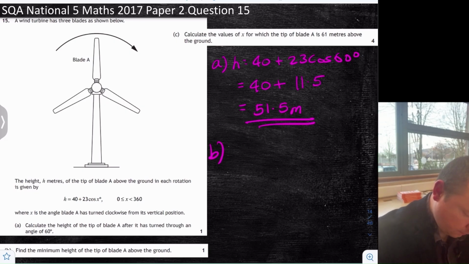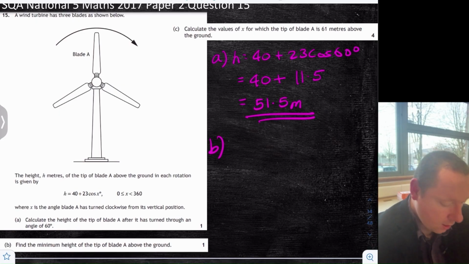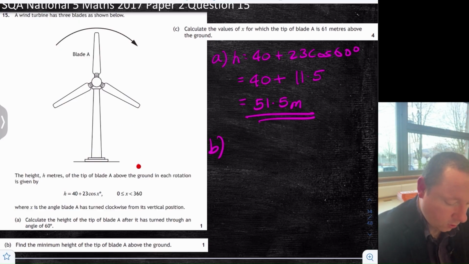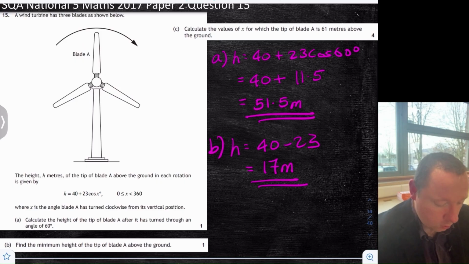Part B says the minimum height of the tip of the blade A above the ground. Now this is a little bit tricky to think about, but we've got the equation here. 40 plus 23 cos x. Now if you think of a cos graph or anything else, you'll realise that the minimum the cos goes down to is -1. So it's really just asking you to realise that, and you've got h would then be 40 plus 23 times -1, so minus 23, which is equal to 17 metres. Now if you're going to do part A and part B, don't worry, we only have one mark.